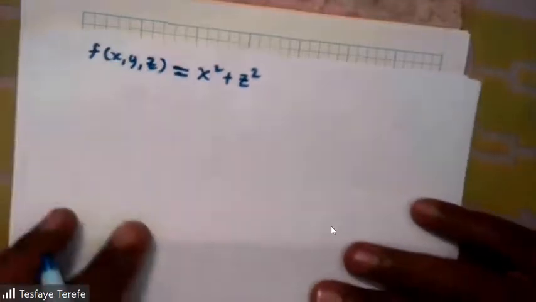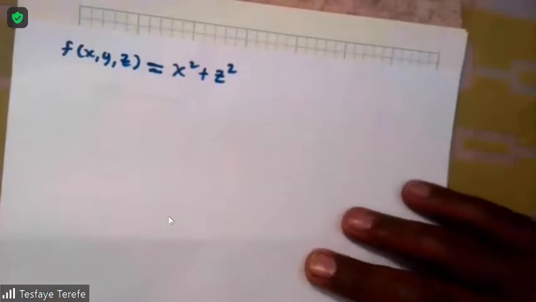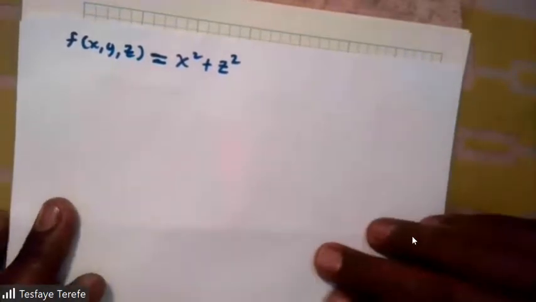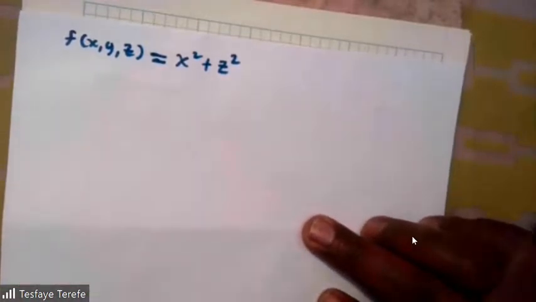So what is your guess? What kind of surface is going to be this one? A cylinder? Yes, this is going to be a cylinder. The axis of symmetry is going to be what? The y-axis. That is really what happens.